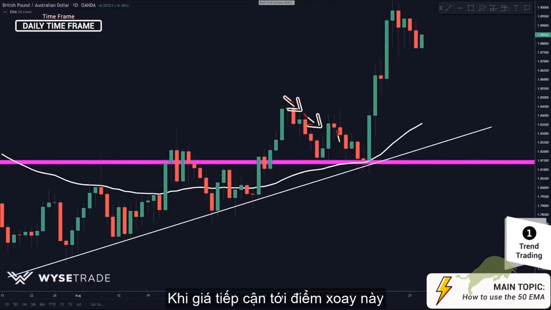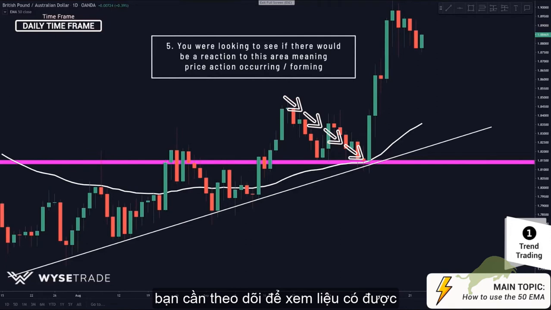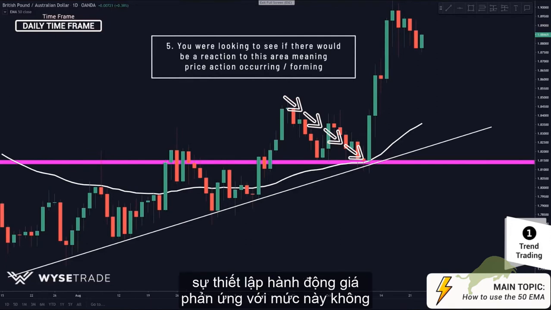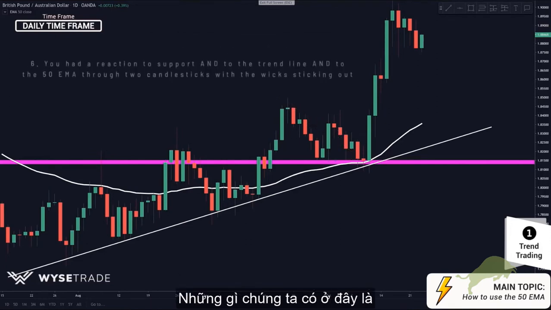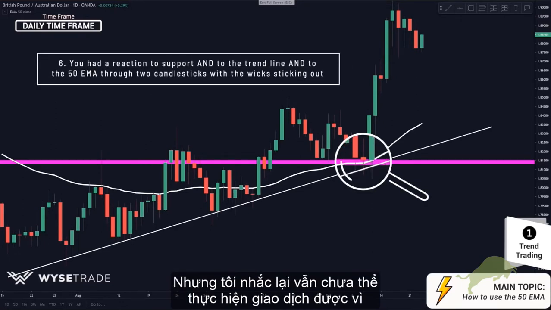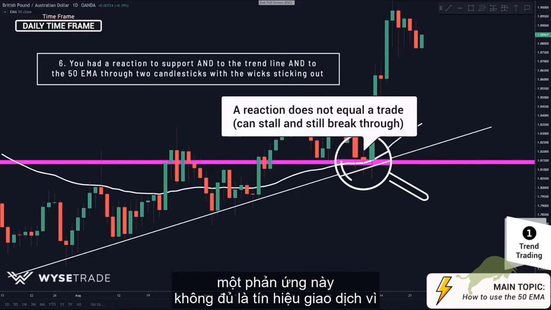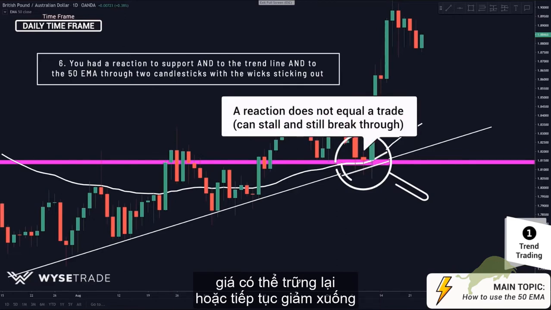So as price was approaching this access point and area of high confluence, you were watching to see if you would get price action forming and reacting to this level. What you got were these two great candlesticks with the wicks sticking out, but again, still no trade, because a reaction does not equal a trade, as price can stall and still break right through.